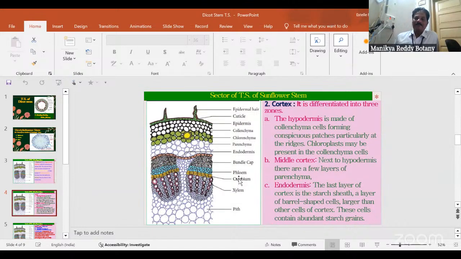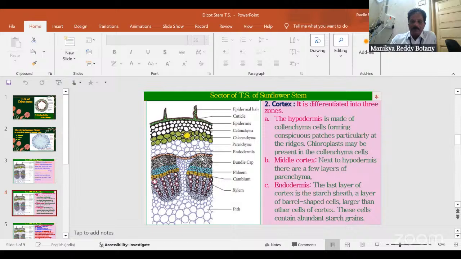Next, the last part is the endodermis. This is the innermost layer of the cortex. The innermost layer of the cortex is called the endodermis. Endodermis is made up of a single layer of cells. The cells are barrel shaped, with no intercellular spaces. They are closely packed or compactly arranged.